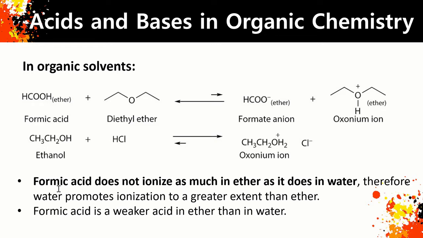Continuing with acids and bases in organic chemistry, let's compare that with organic solvents. We have the same formic acid in diethyl ether, and the reaction is more to the left in this case as well. Very few formate anions and very little protonation of our diethyl ether. However, in the presence of acid, ethanol is protonated, right? So the formic acid does not ionize as much in ether as it does in water. Therefore, water promotes ionization to a greater extent than ether, which should make sense. And the formic acid, therefore, is a weaker acid in ether than in water. So clearly the strength of the acid depends on the base it reacts with.